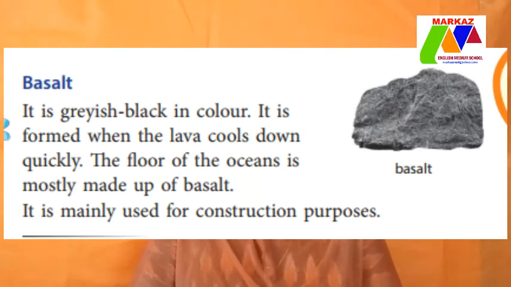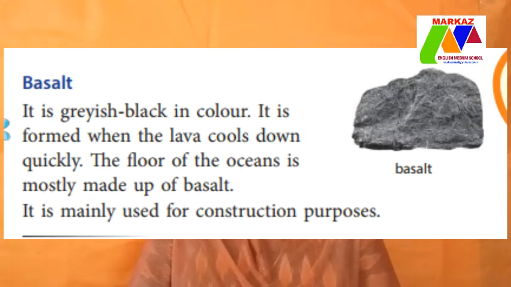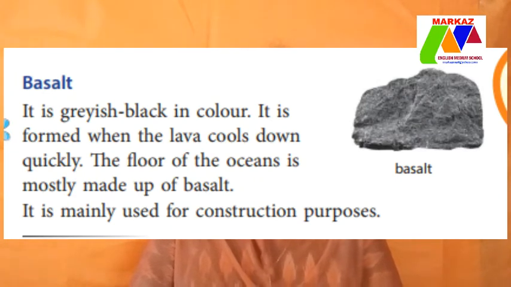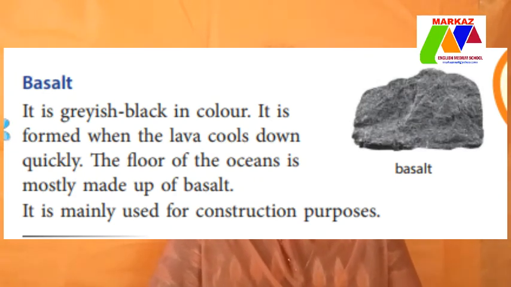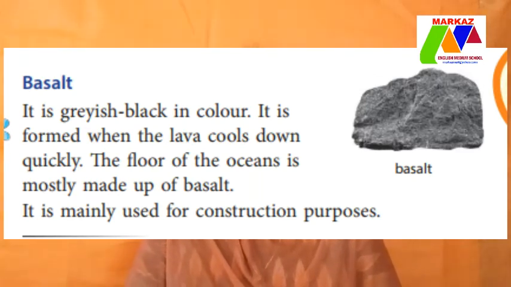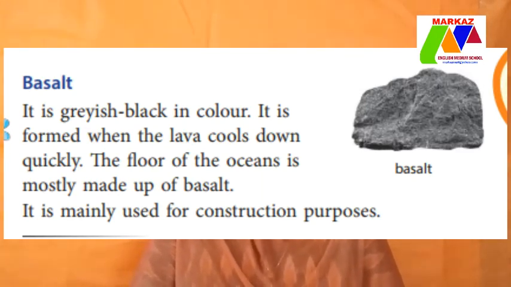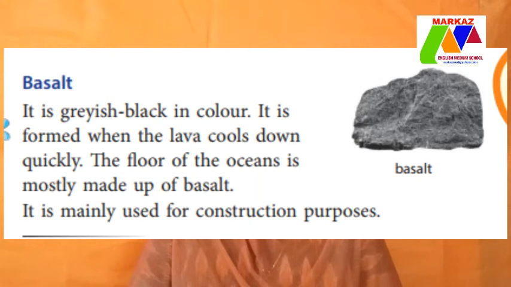Now you can see the picture there of basalt. It is greyish black in color. It is formed when the lava cools down quickly. The floor of the ocean is mostly made up of basalt. So almost all the oceans in the world are covered with this type of rock known as basalt. It is mainly used for construction purposes and it is rich in iron and magnesium.